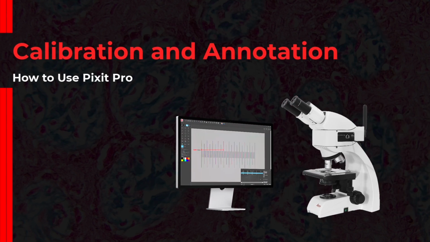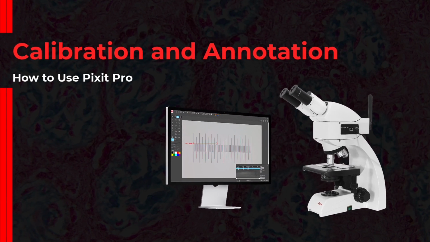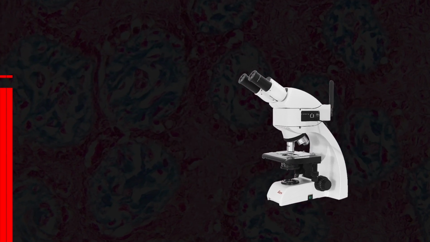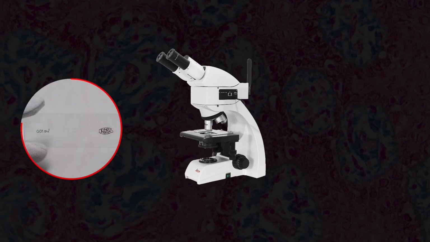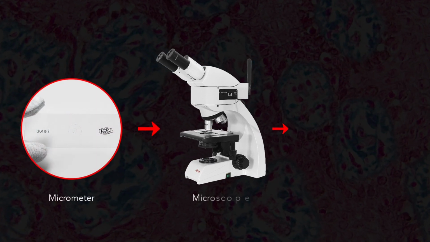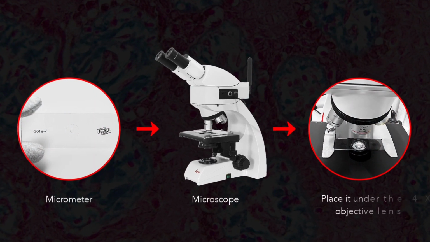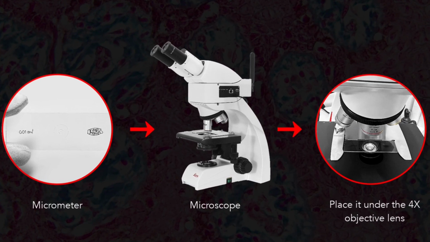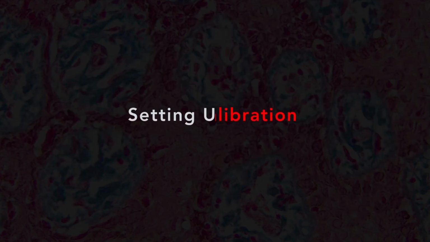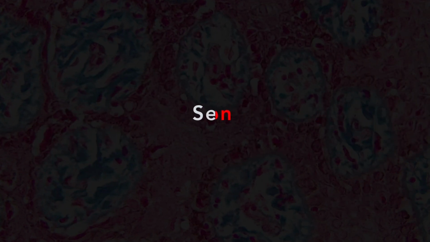Welcome to this tutorial on how to use Pixit Pro for calibration and annotation. Prepare the micrometer. Place it under the 4x objective lens. Let's get started. Setting up calibration.